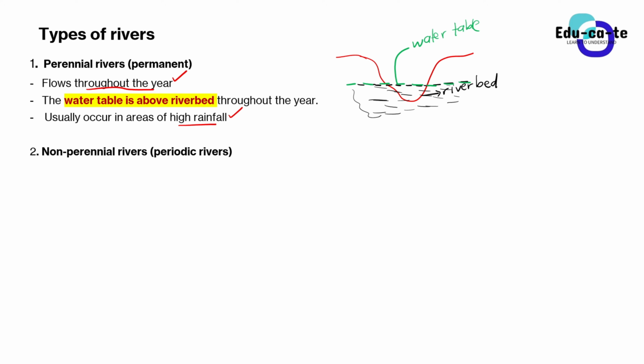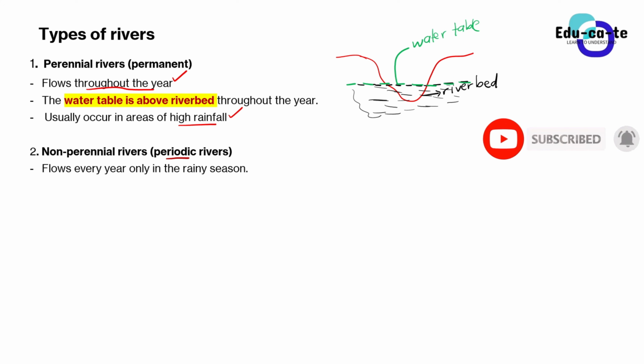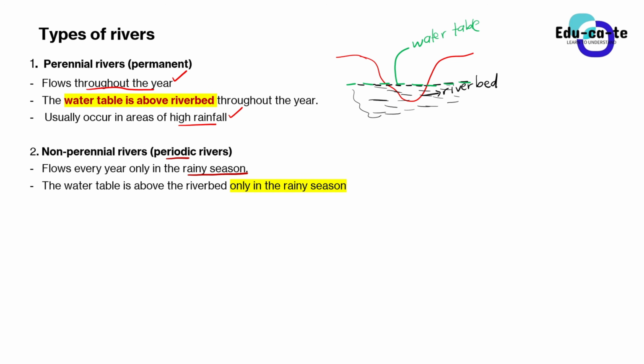And then we've got non-perennial rivers, which are not permanent. It's just the opposite of perennial rivers. These are otherwise known as periodic rivers. These ones only flow in the rainy seasons, that is, when it is raining. If it doesn't rain at all, the river will not flow. So you're going to see some of the rivers are dry during the dry seasons, such as winter. But when it is summer, when there is continuous rainfall in that area, or when it's a rainy season, that is when you see the river flowing.